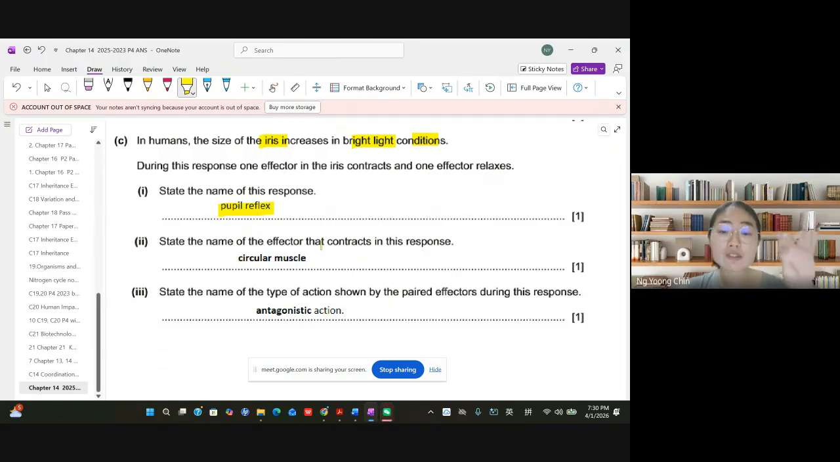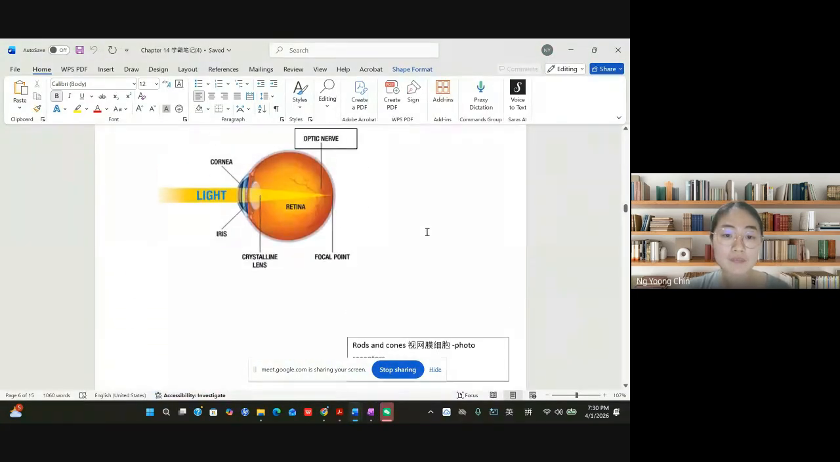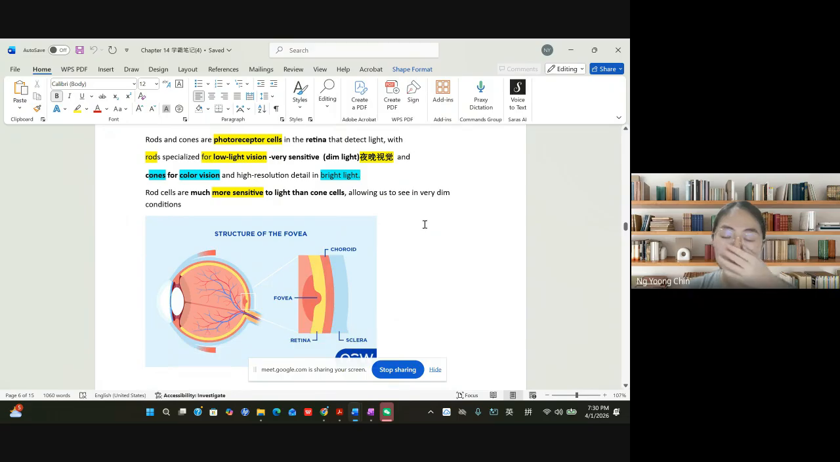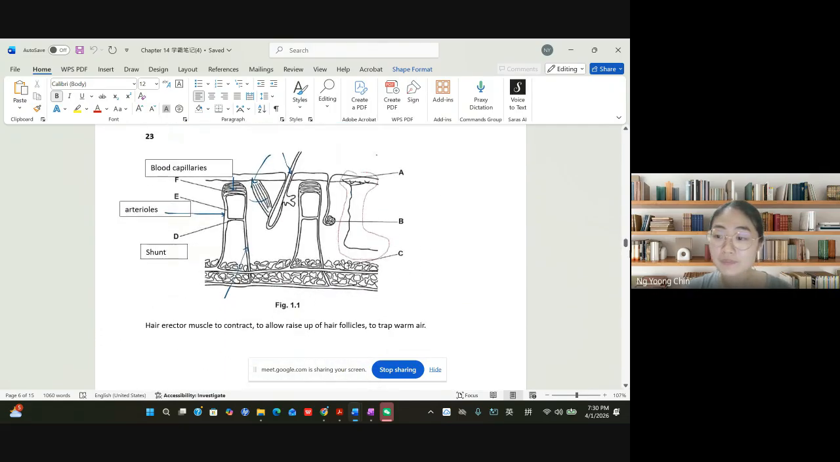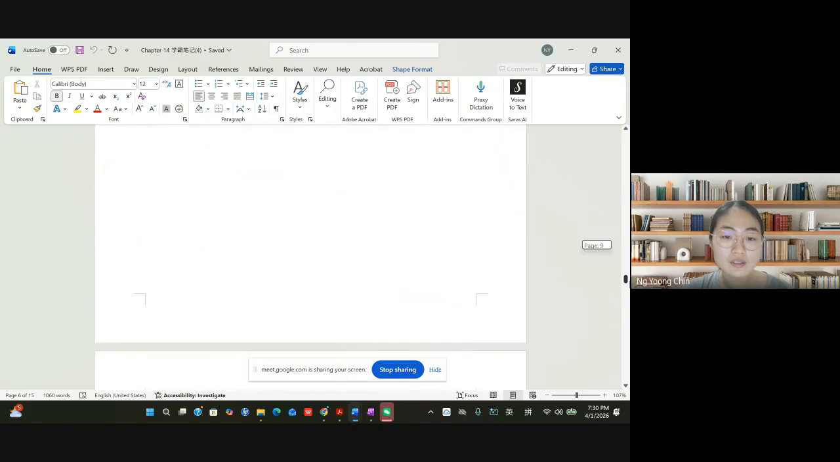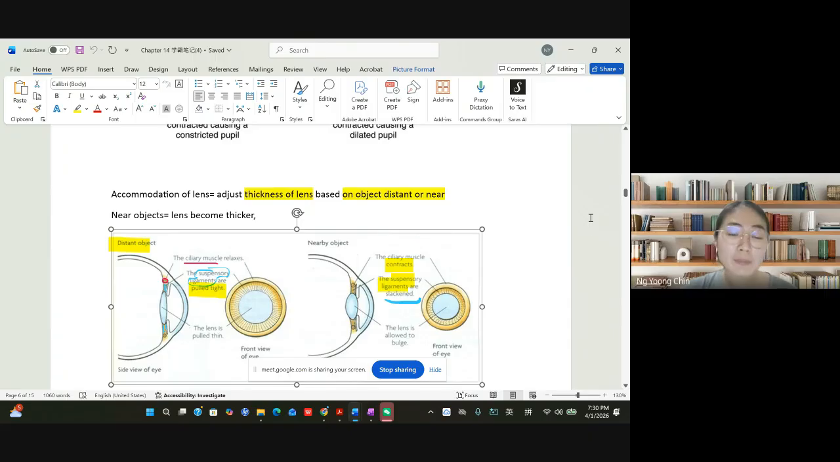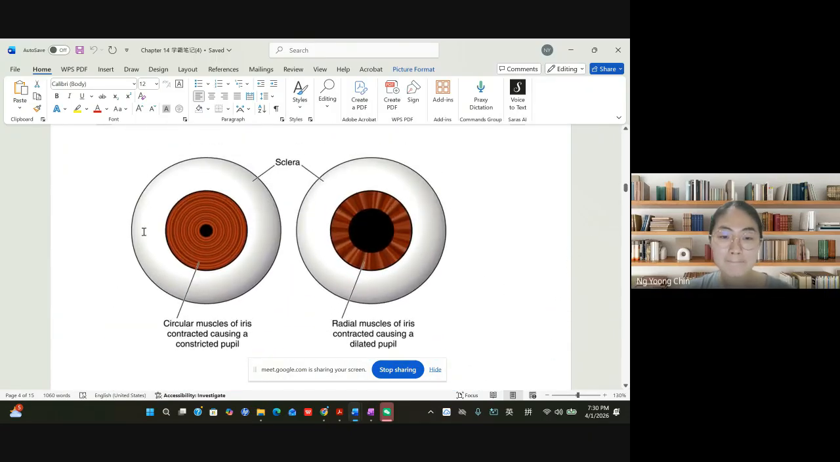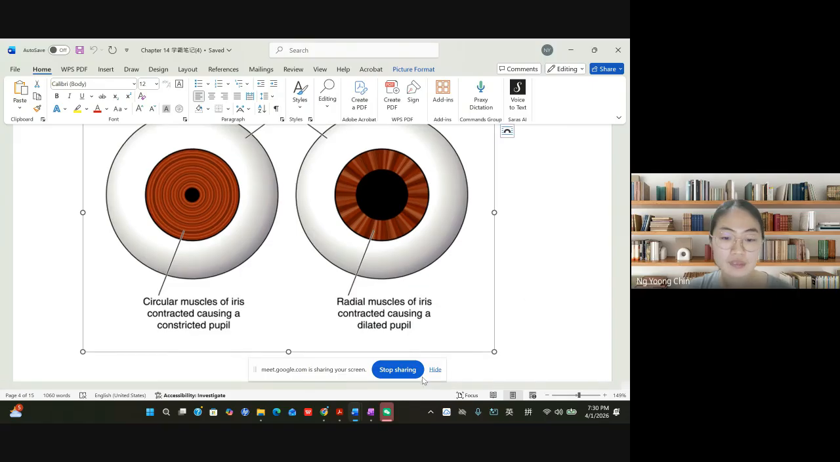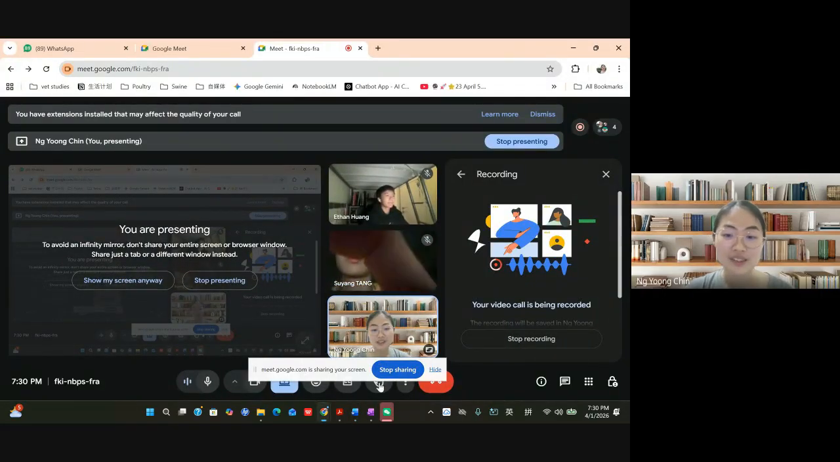So the pupil is being controlled by 2 types of muscle. I hope you remember. If you refer to the muscle, what are the 2 types of muscle that control the size of the pupil? What's the name of the muscle? So remember the name of the muscle? What's the name of the muscle?